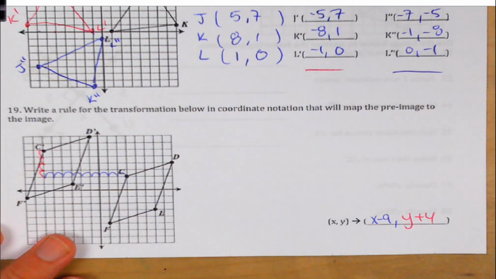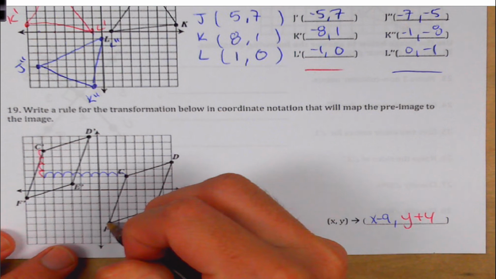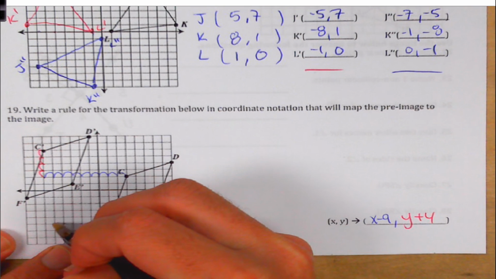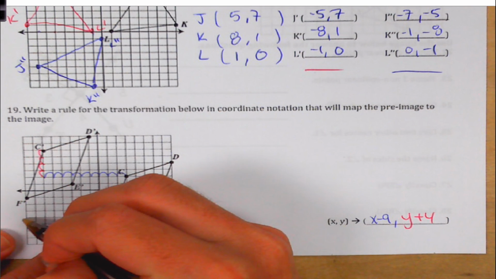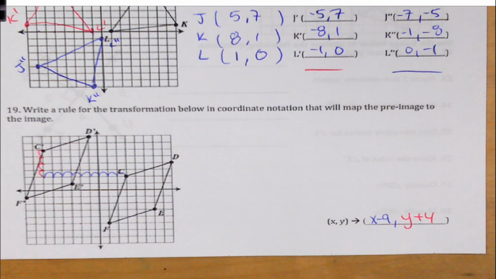I should just double check that with another point. You don't want to just check one point, you want to check another point. So 1, 2, 3, 4, 5, 6, 7, 8, 9, up 1, 2, 3, 4. Okay, so I checked with another point. I feel good. That was just a translation.